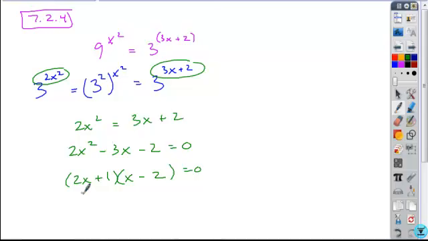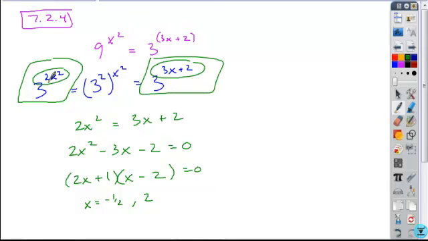So we have two possible solutions here. x is negative 1/2, and x is 2. Now, if we plug those in and check to make sure that these work, I'm going to plug it into this form right here compared to this form. Okay, plug in a 2, we get 2 squared is 4 times 2 is 8, so we have 3 to the 8th. Is that equivalent to 3 to the 3 times 2, which is 6, plus 2, which is 8? Yeah, so this one checks.